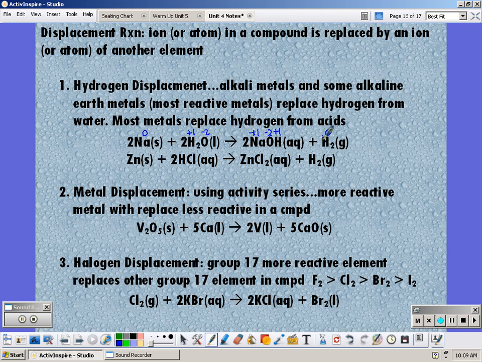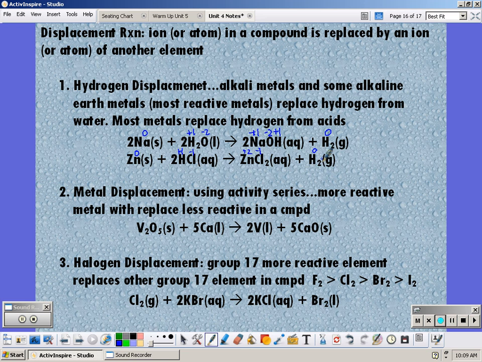In the second example we have zinc 0, hydrochloric acid +1 -1, going to +2 -1 and 0. So my zinc is being oxidized and my hydrogen is being reduced.